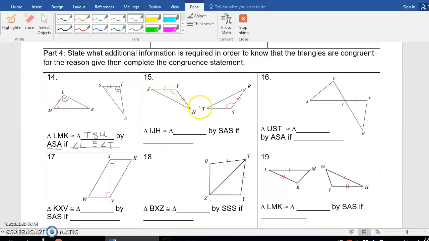So segment IJ needs to be congruent to segment ST. If we want these triangles to be congruent by side, angle, side, our congruent statement would then be triangle IJH is congruent to triangle STR by side, angle, side. Go ahead and pause the video and attempt these ones.